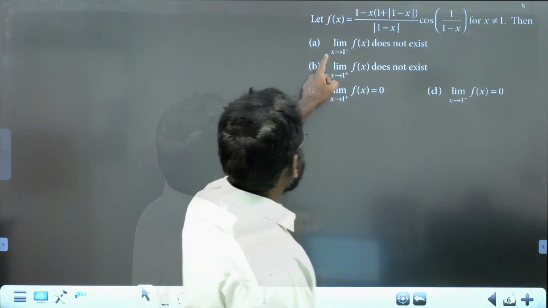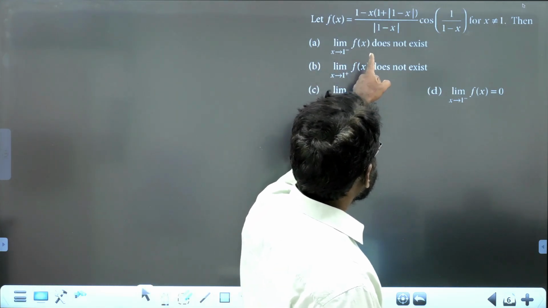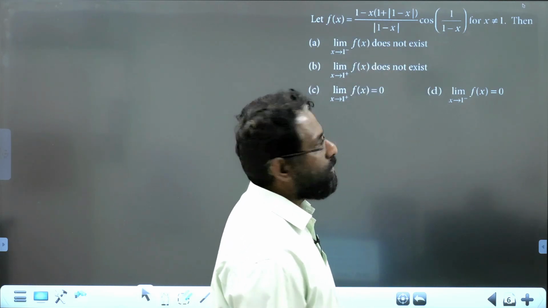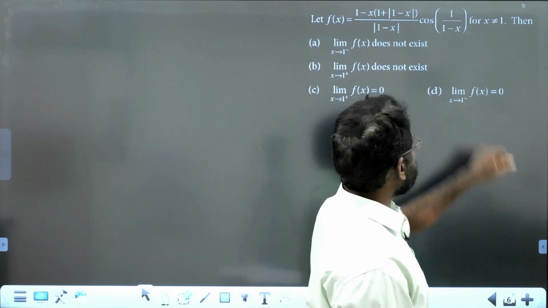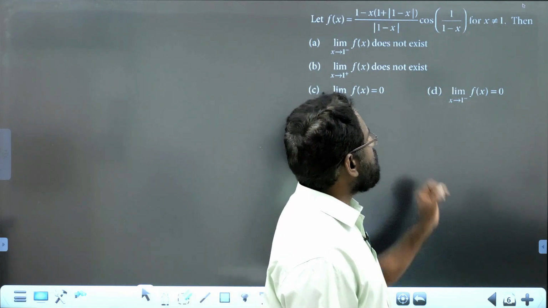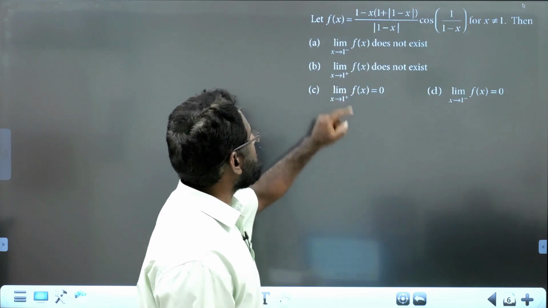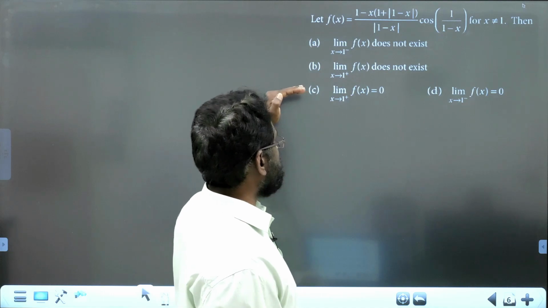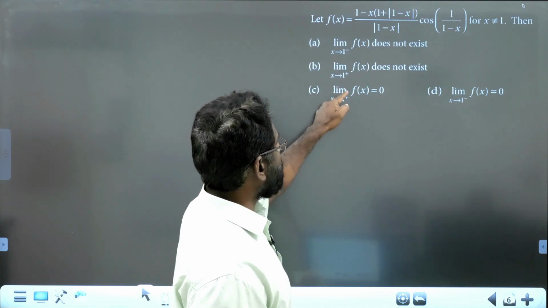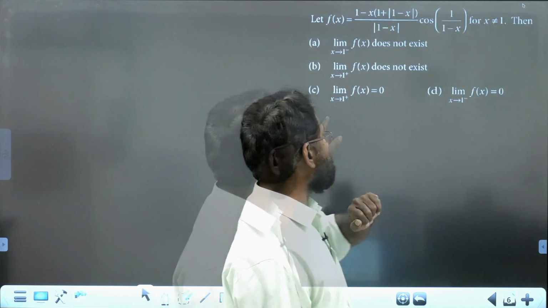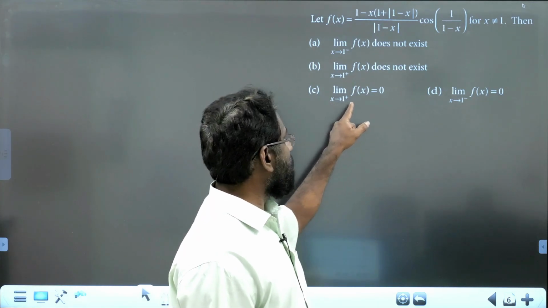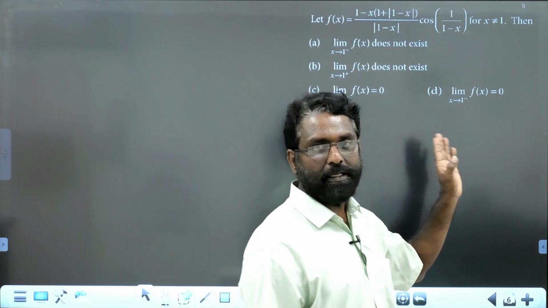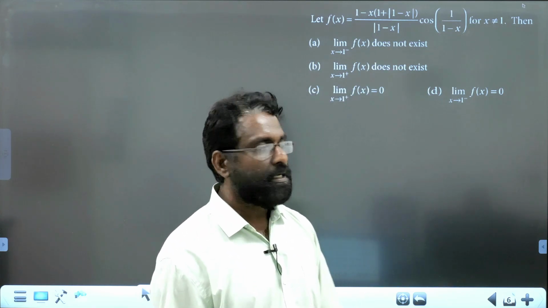The question is that f of x equals (1 minus x) into (1 plus modulus of 1 minus x) divided by modulus of 1 minus x, into cos of 1 by (1 minus x), for x not equal to 1. Then four options. Option A: limit x tends to 1 minus f of x does not exist. Option B: limit x tends to 1 plus f of x does not exist. Option C: limit x tends to 1 plus f of x equals 0. Option D: limit x tends to 1 minus f of x equals 0. These are the options given.